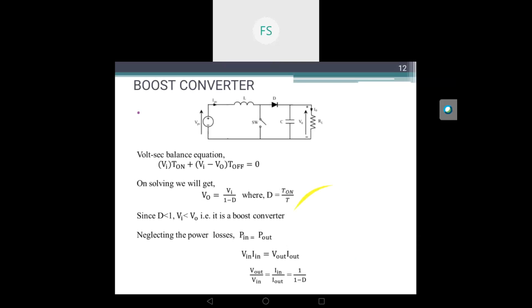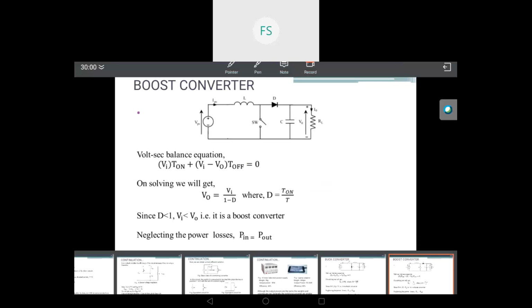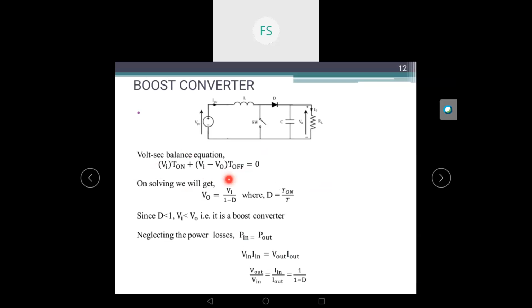Now let us move on to the next converter, that is known as the boost converter. As the name suggests, it's boosting up the voltage. That is, the output voltage will be greater than the input voltage. In a similar manner, we can apply the volt-second balance to this circuit also, so you will arrive at this equation.